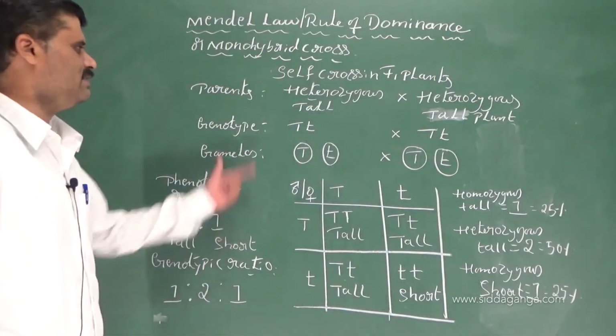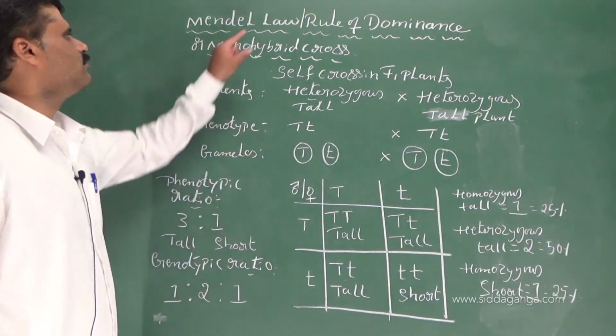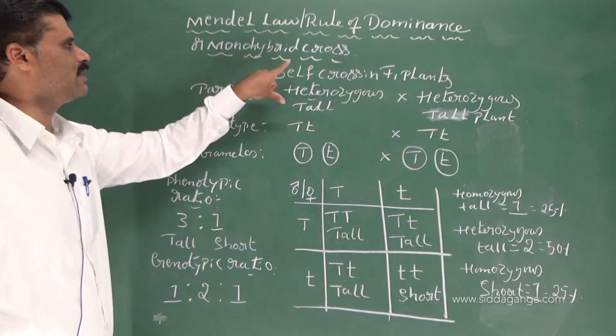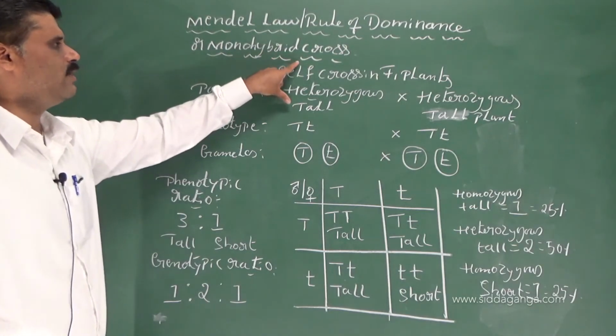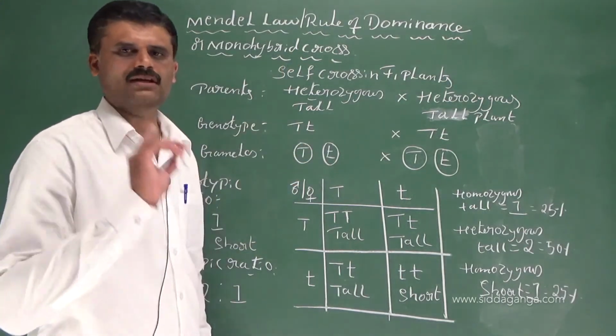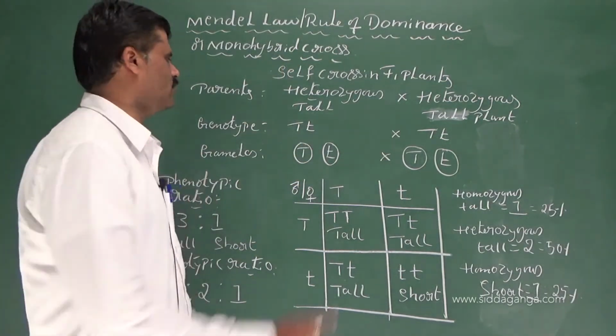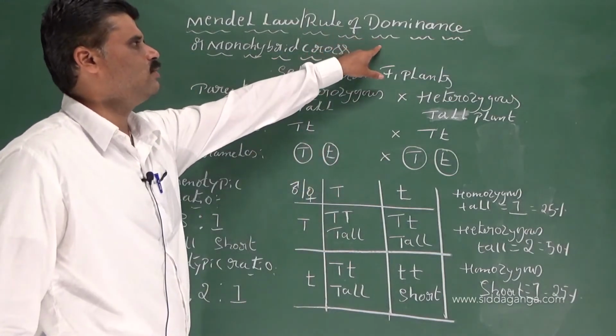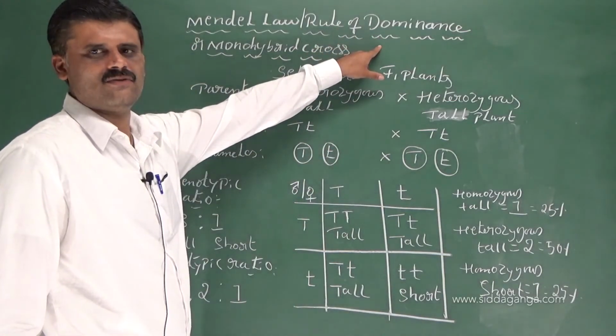So from this cross Mendel proved the law of dominance, and it is also called a monohybrid cross. Why is it called a monohybrid cross? He used only one contrasting character, that is the height character, to prove the law or rule of dominance. Okay.